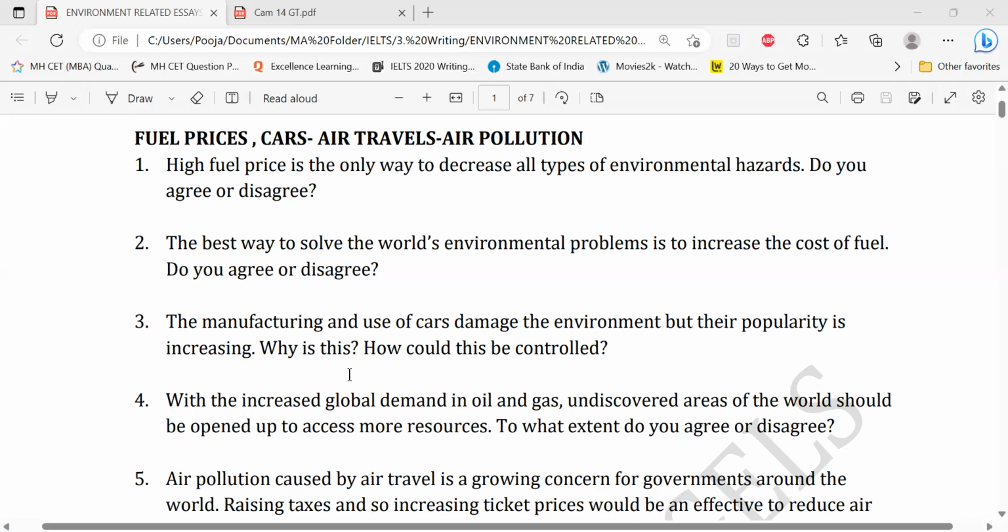Okay, same things. With the increased global demand in oil and gas, undiscovered areas of the world should be opened up to access more resources. All right. Did you understand the question in the first place? Read the question once again if you have not. Just like the Himalayas, only 20% is discovered. 80% is not discovered because they want to keep it that way, because nature is very precious to us. It is like lungs to India.